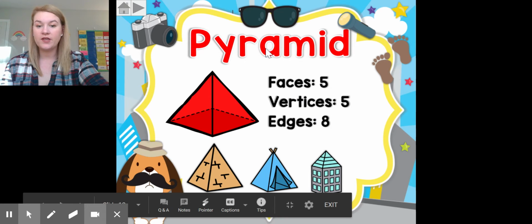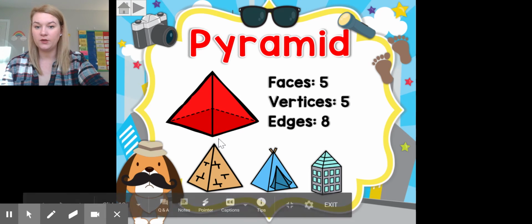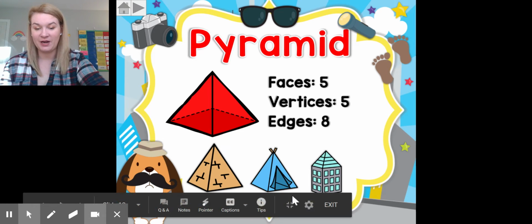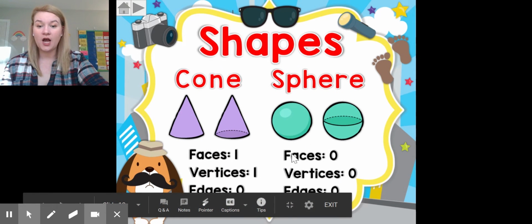Pyramid. This one we haven't totally talked about a ton, but a pyramid is comprised of 4 triangles and then a square on the bottom. So it has 5 faces, 5 vertices, and 8 edges. You can think of it as Egyptian pyramids, a tent, or the roof on a house or a building.